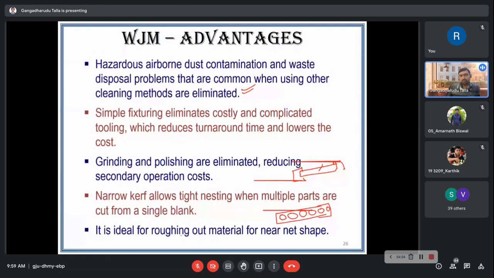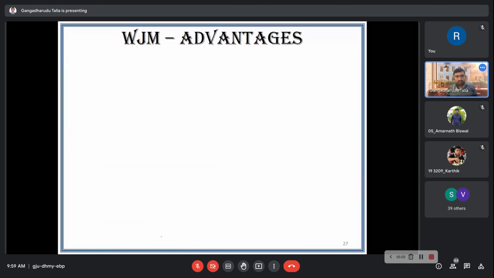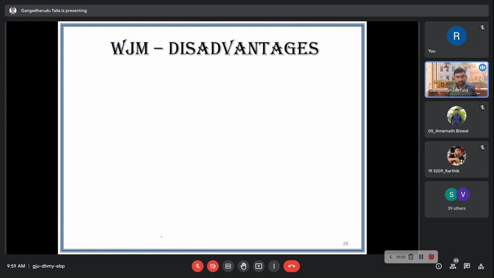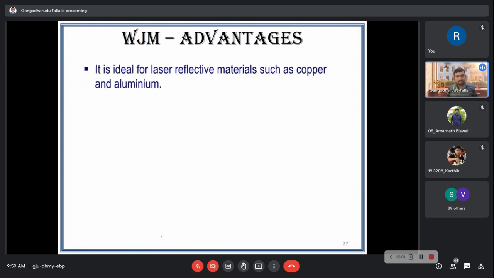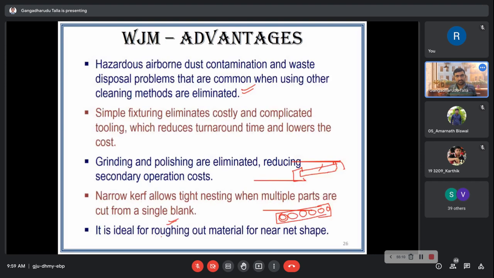It is ideal for roughing out material for near net shape. So you can use water jet machining for rough cuts also. You can roughly cut this, and after that you can go for the other finishing processes. A few more advantages are there. We'll complete the advantages, then we'll see disadvantages next class.